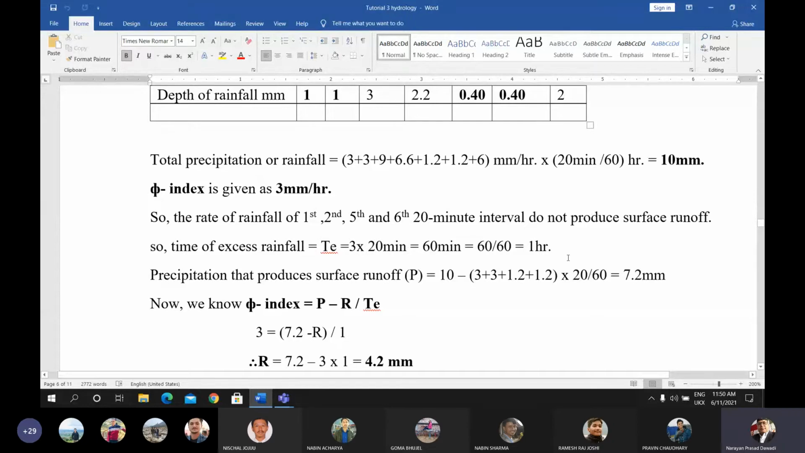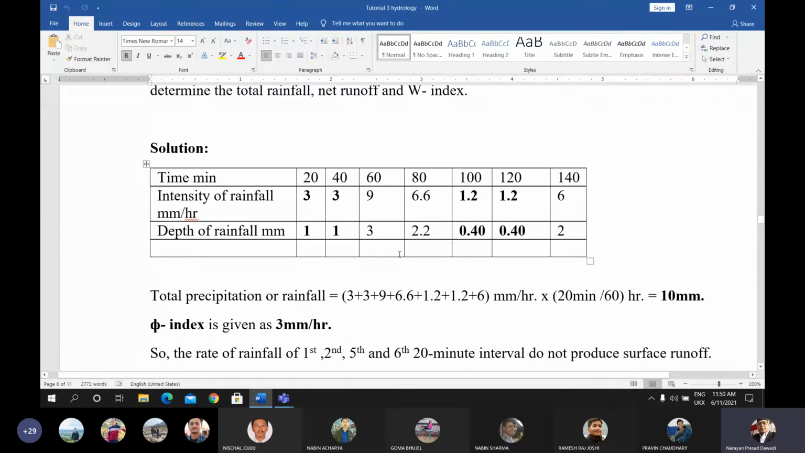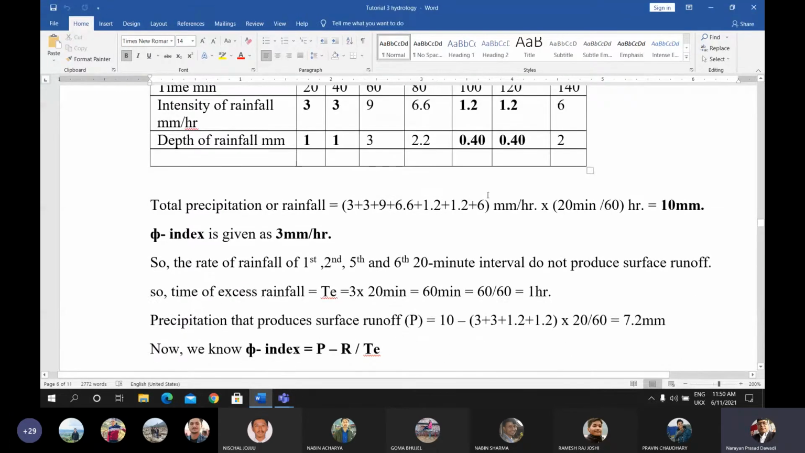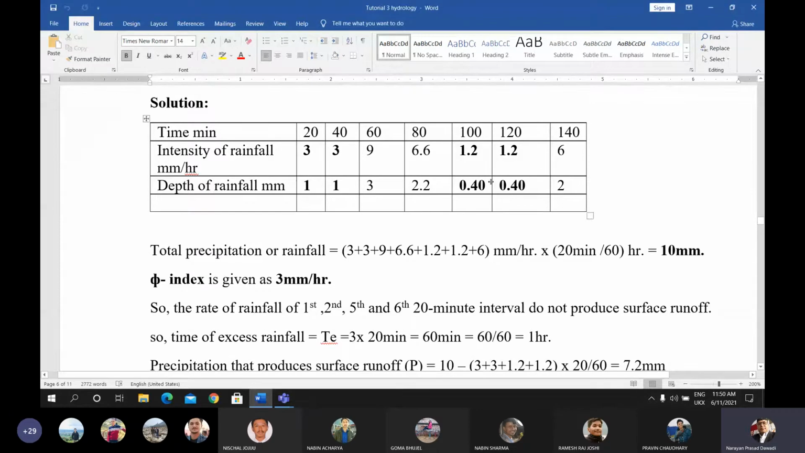Okay. Now we know the time of excess rainfall. We know the phi index. We know the depth of excess rainfall. Depth of excess rainfall will be 3 plus 2.2 plus 2. Or from the total precipitation of 10 mm you can deduct 1, 1, 0.4 and 0.4. You will get the same value. Now 3 plus 2.2 plus 2 gives the value of 7.2 mm.